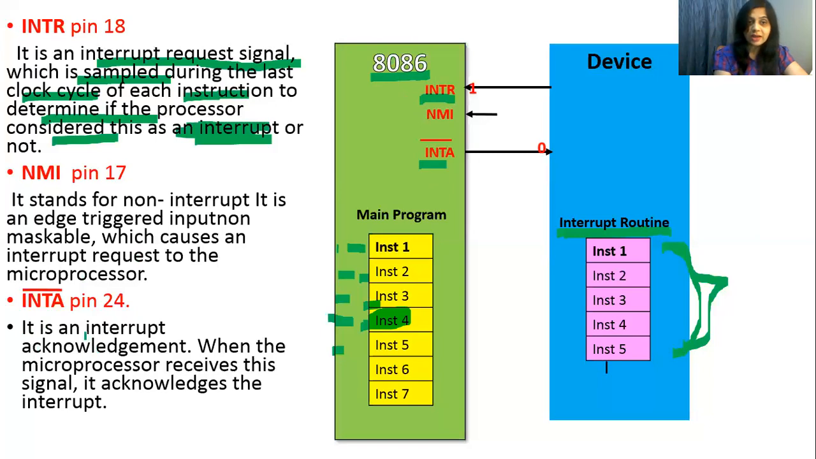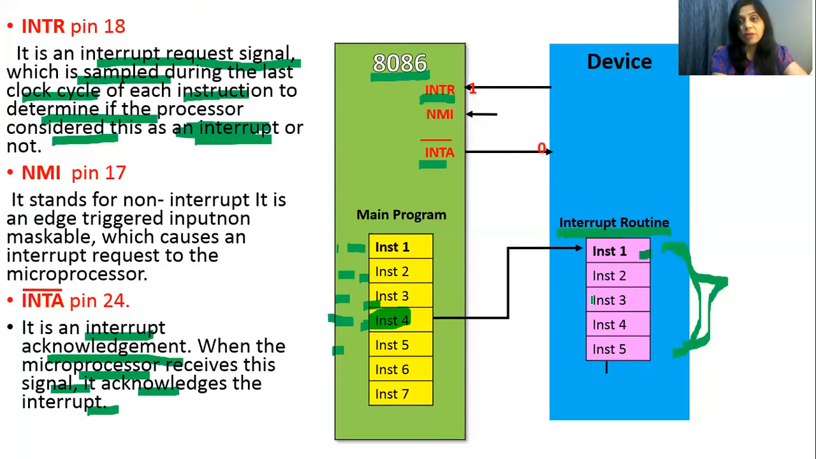What is INTR? It is the interrupt pin. When microprocessor receives this interrupt, it will acknowledge the interrupt on the interrupt acknowledgement pin by sending logic 0. Then 8086 will transfer its control to this interrupt routine and it will start executing this program. This program is also in the memory. Both the programs will be on the same memory but at different memory locations, at different addresses.